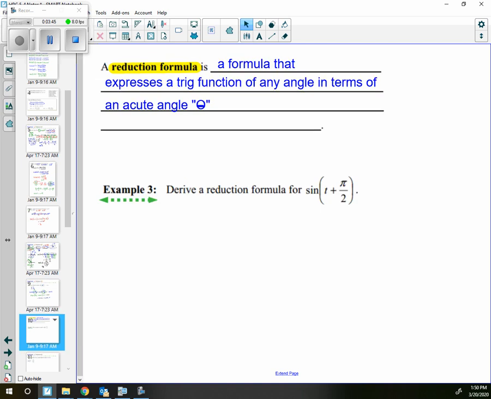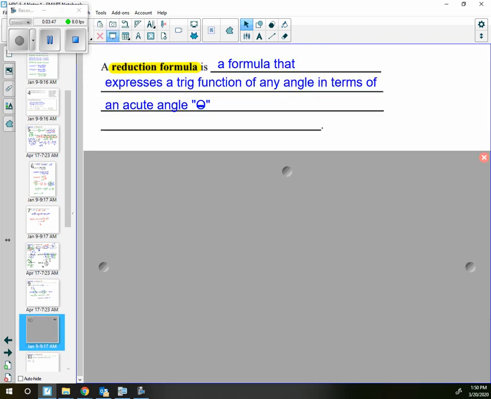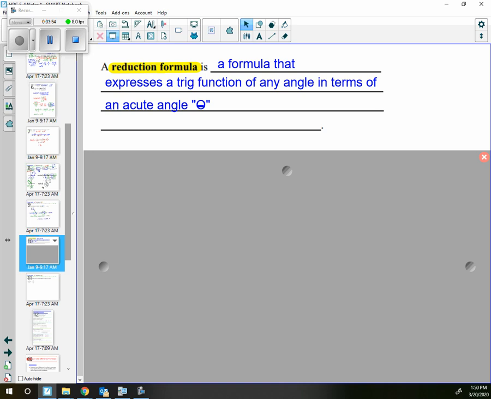All right, so we're going to talk about kind of going the opposite direction then of these verifies. It's using something called a reduction formula, kind of a neat way to think about going backwards in one of these scenarios. A reduction formula is just a formula that expresses a trig function of any angle in terms of an acute angle theta.